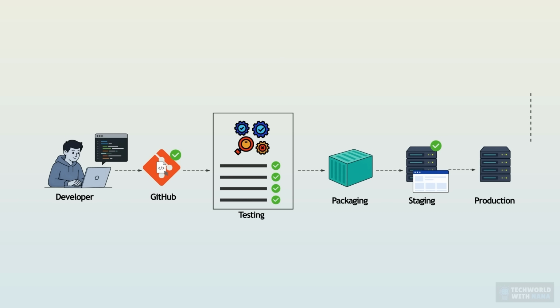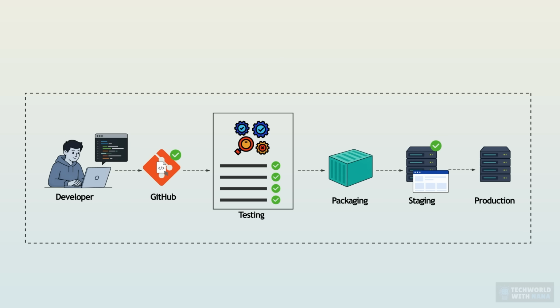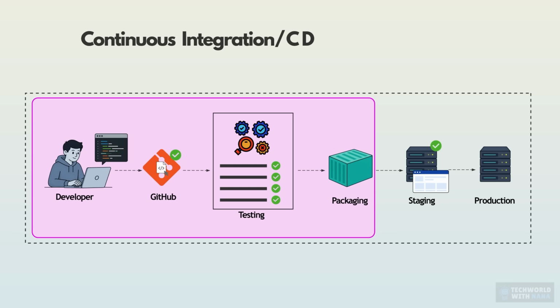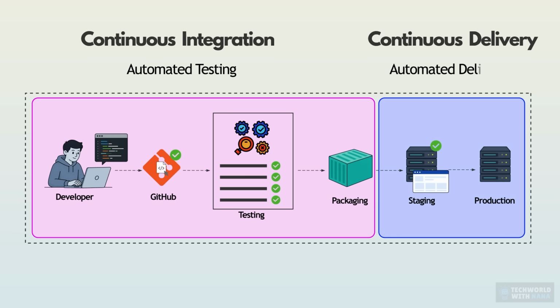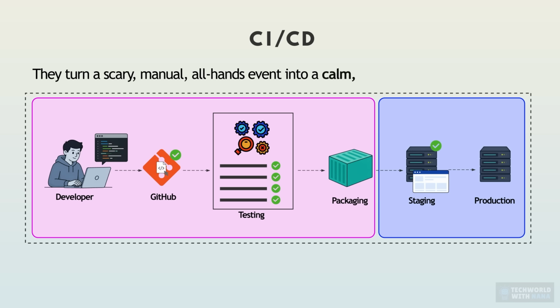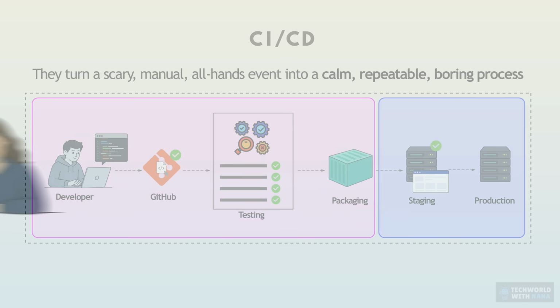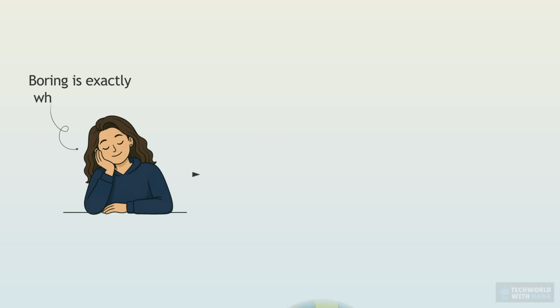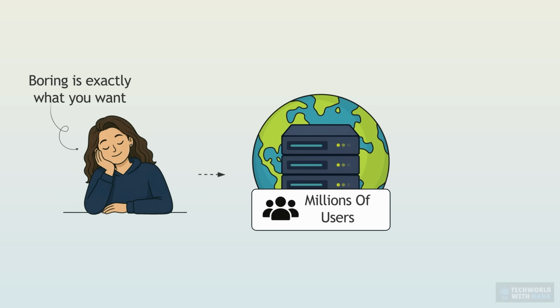Now the names. This whole assembly line is called CI/CD. CI is the automatic testing every time the code changes. CD is the automatic delivery of those code changes to the users. Together they turn a scary, manual, all-hands event into a repeatable, boring process. And boring is exactly what you want when millions of people use your app actively. You want predictable outcomes without any surprises.